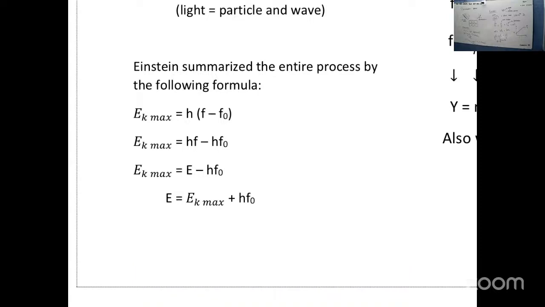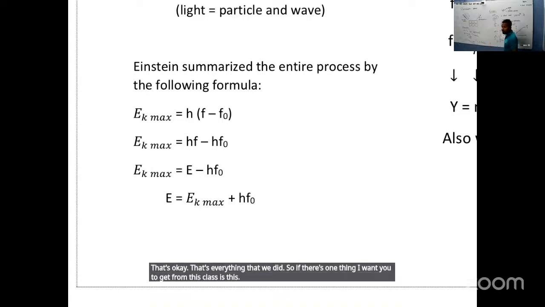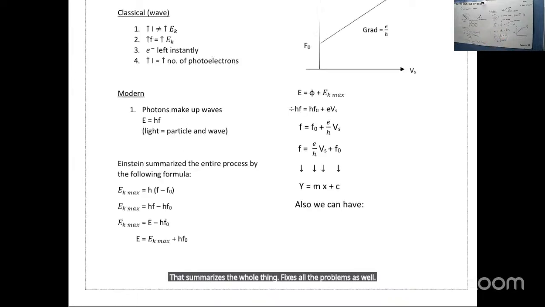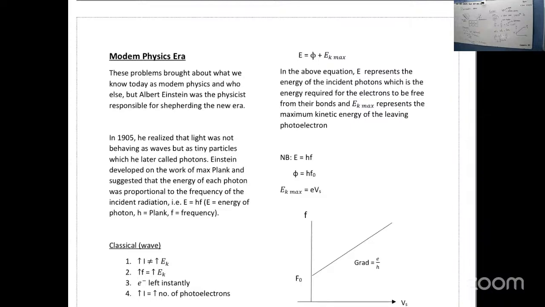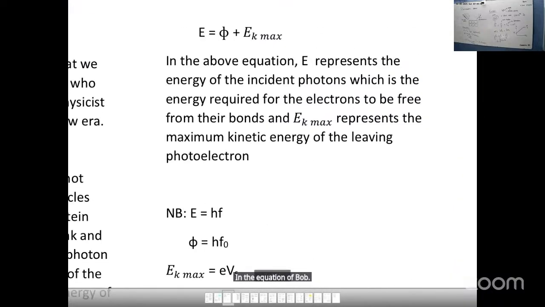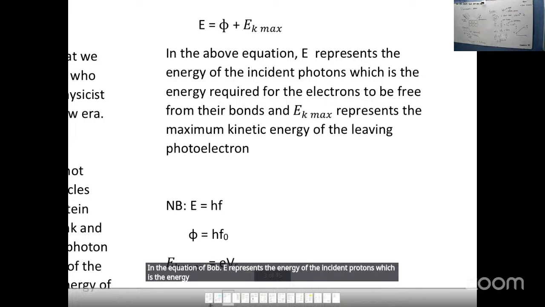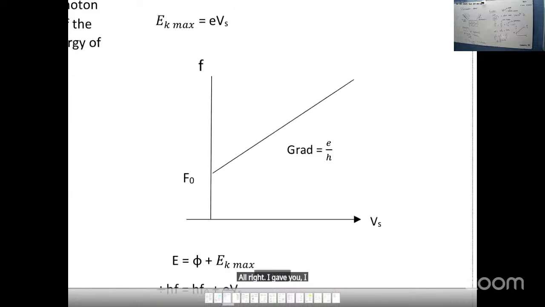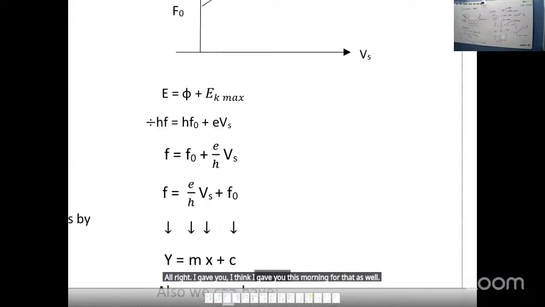That's everything that we did. If there's one thing I wanted you to gather from this class, it's this: next week when you come back, you have to be able to explain from here. That summarizes the whole thing and fixes all problems. In the equation above, E represents the energy of the incident photons, which is the energy required for the electrons to be free. E max represents the maximum kinetic energy. Put it in the form y equals mx plus c and work it out.